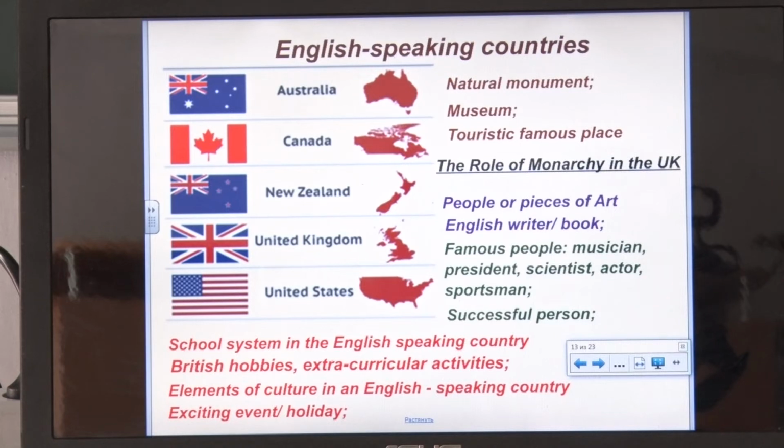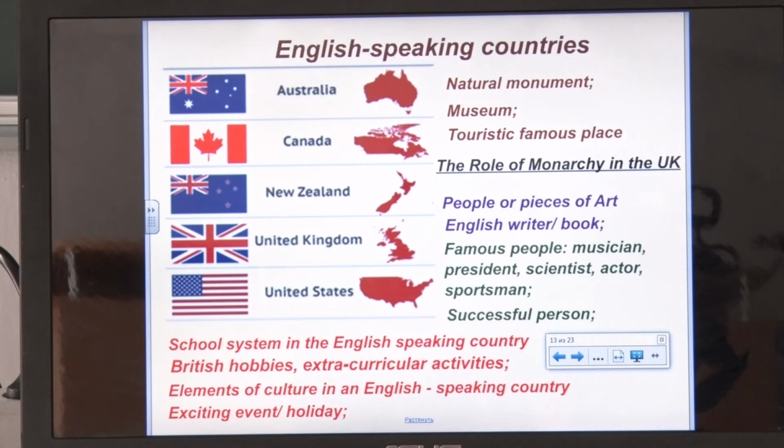Mention English writer or book, famous people of any professions, musician, president, scientist, actor or sportsman. Of course, you can be asked to write about a successful person. As an example for you or the followers, maybe how you can reach your success in the future. Also, you can be asked to write about a successful person in the essay.